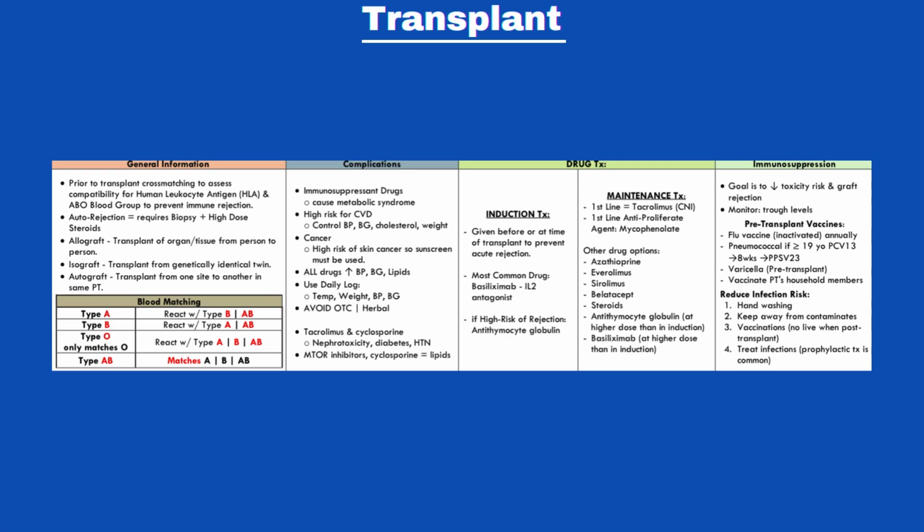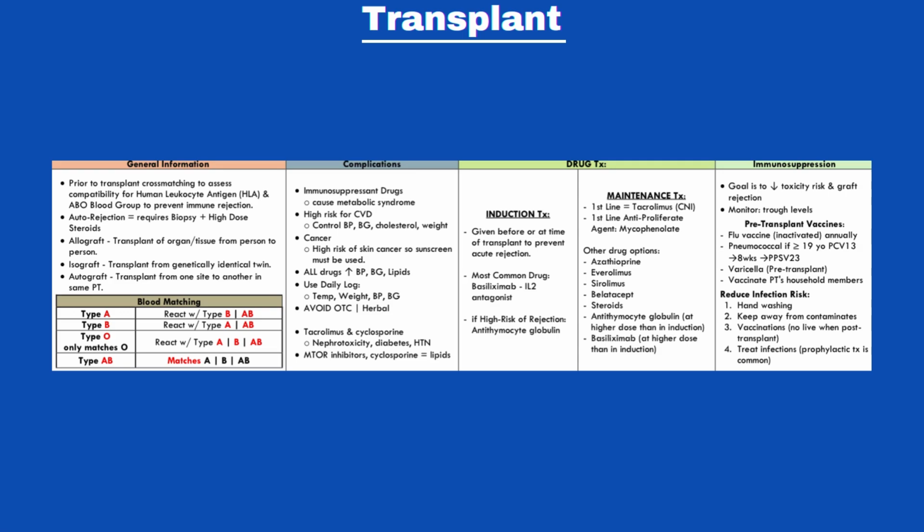Some general information: prior to transplant, cross-matching is done to assess compatibility for human leukocyte antigen, HLA, and ABO blood groups to prevent any immune rejection. This is just making sure that the organ going into the patient matches the patient along with the blood type, which we'll be reviewing shortly.